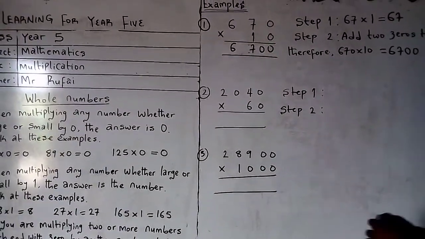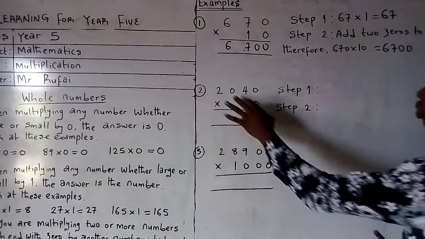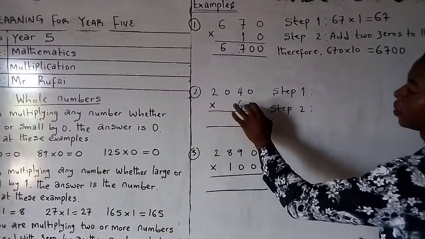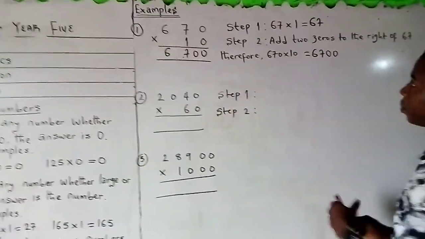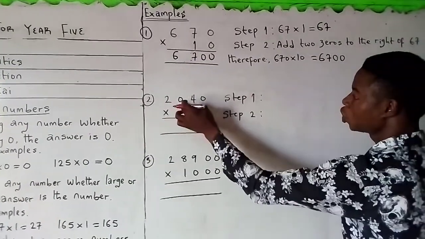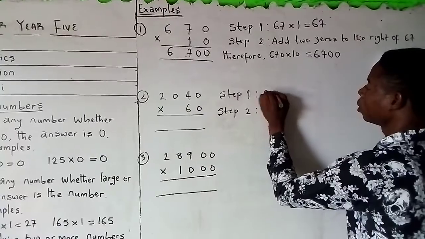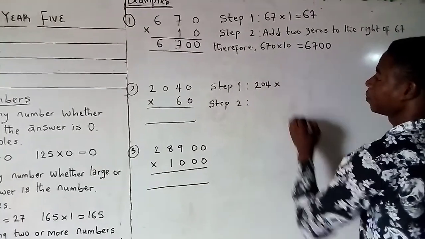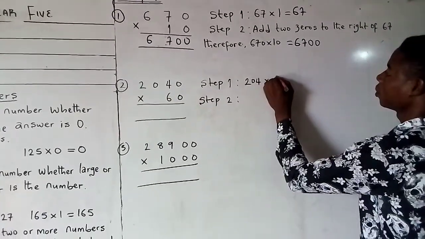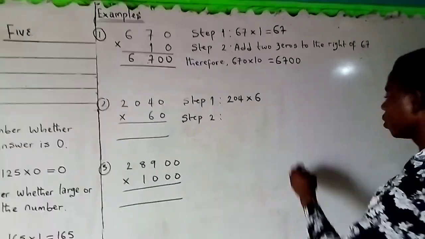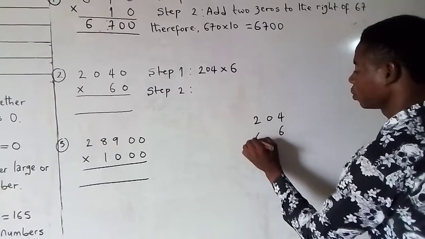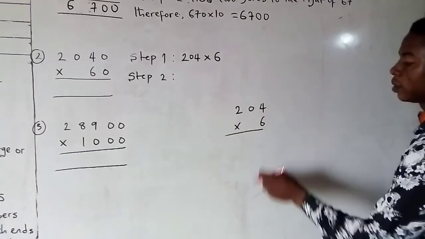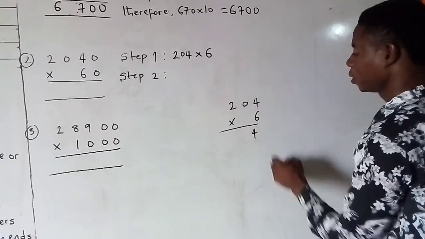So let's take a look at the second problem here. 2040 multiplied by 60. So you have a method. So step 1, you now bring this 204 multiplied by this 6. So now let's quickly look at this. 6 multiplied by 4 is 24, write 4, carry 2.